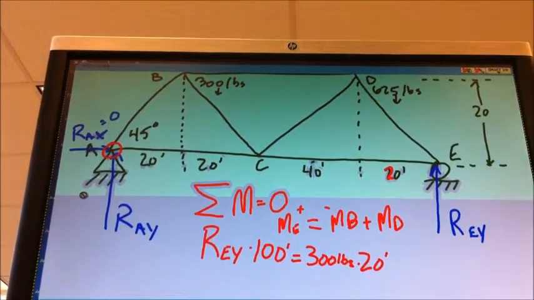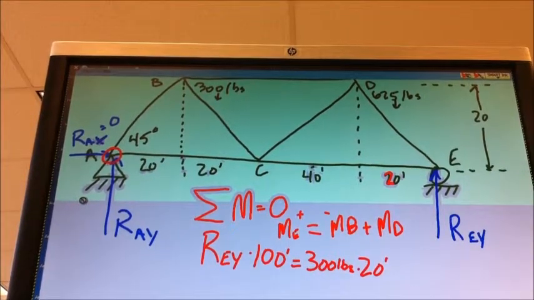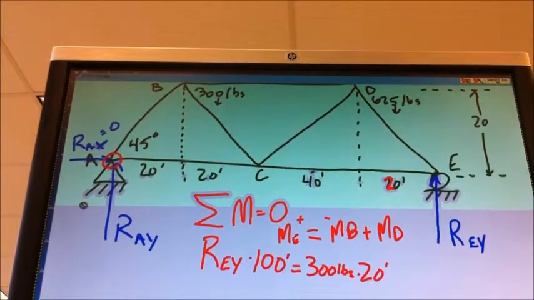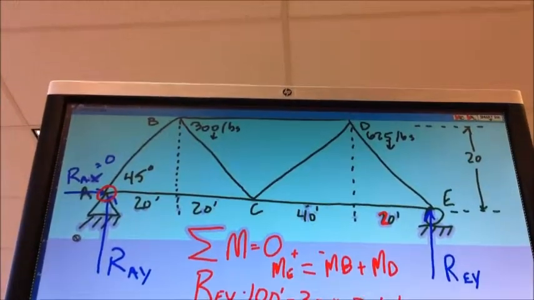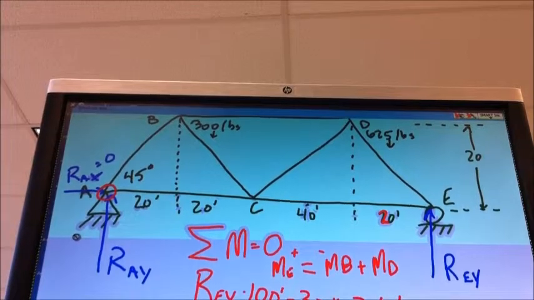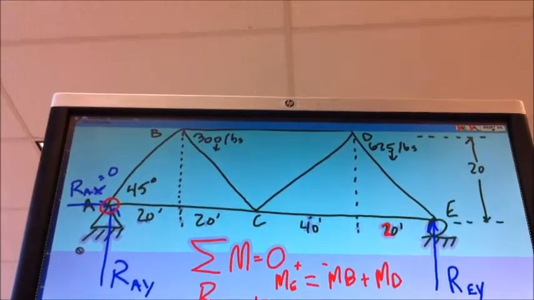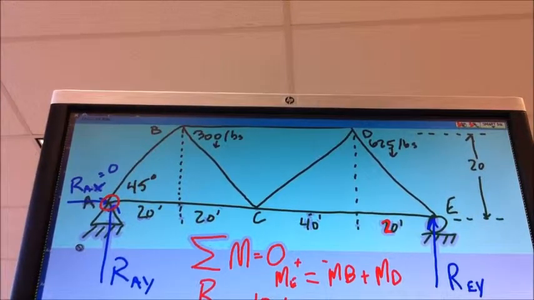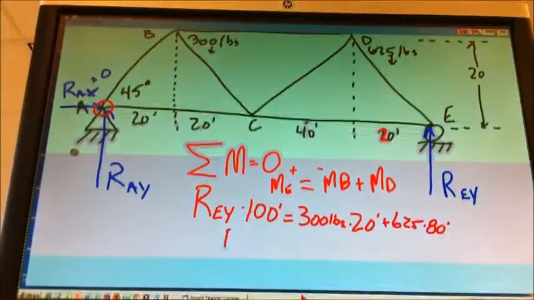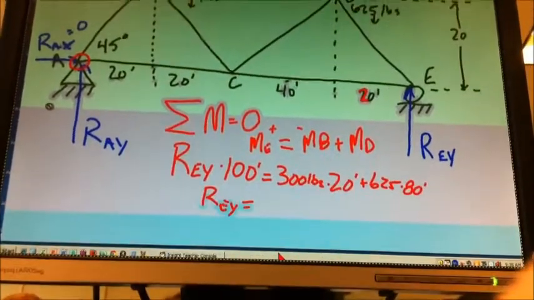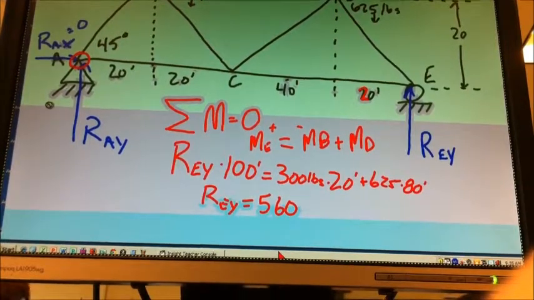So there's our B and our moment D. 625. And 20, 40, 80. 80 feet. There's our equation. Now we can go ahead and calculate for our EY. Solve for that, multiply it out. We're not going to go over the order of operations. You should know that. You're going to get our EY is equal to 560 pounds.